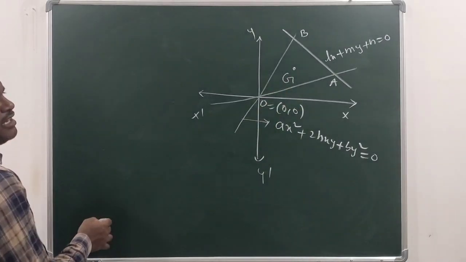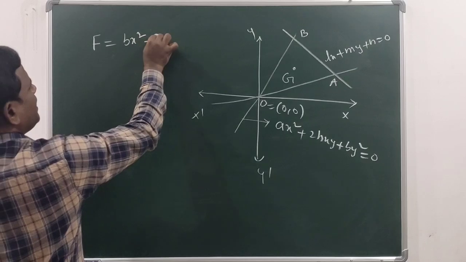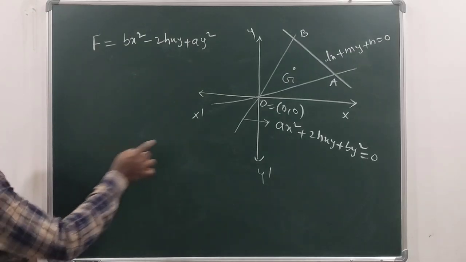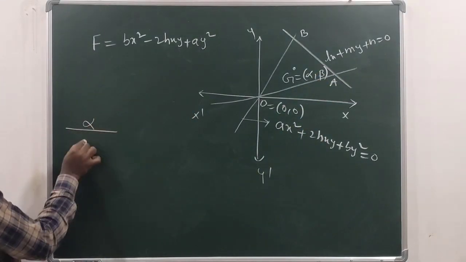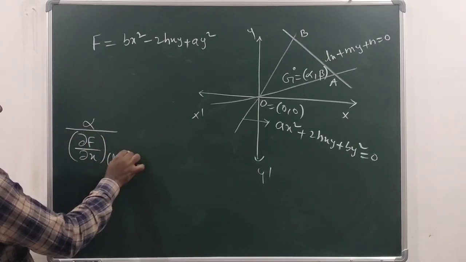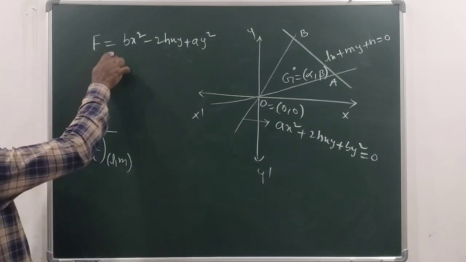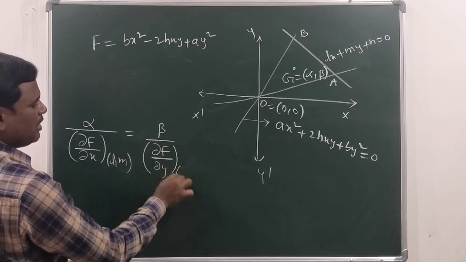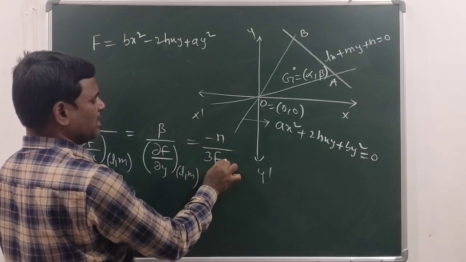Otherwise, see, do like this. First treat f as bx square minus 2hxy plus ay square. This is f. Now, let us take this centroid as alpha comma beta. Now, alpha times dou f by dou x at L comma m. Do the partial derivative and substitute L comma m. After doing the partial derivative of this, beta times dou f by dou y at L comma m. Here minus n by 3 into f of L comma m.